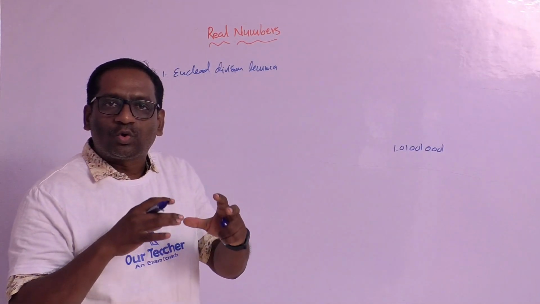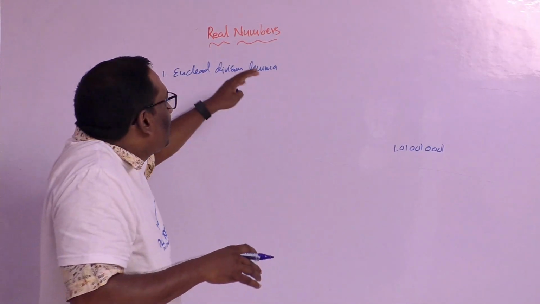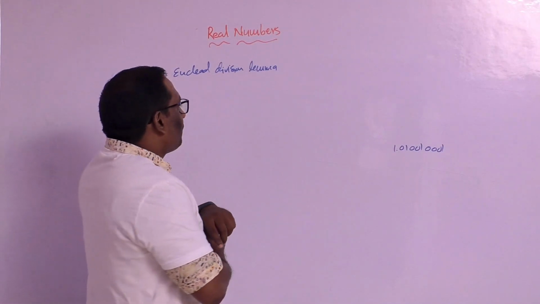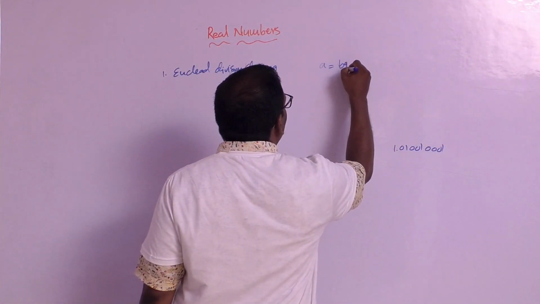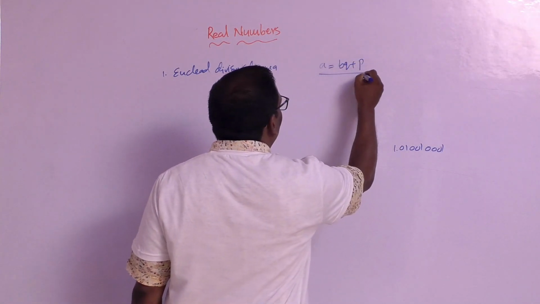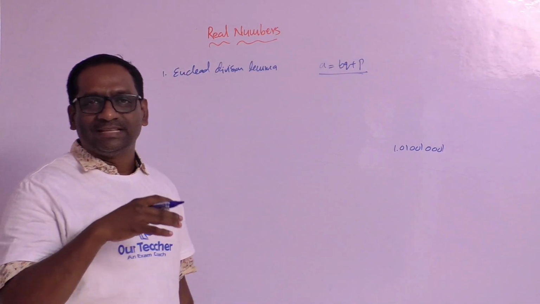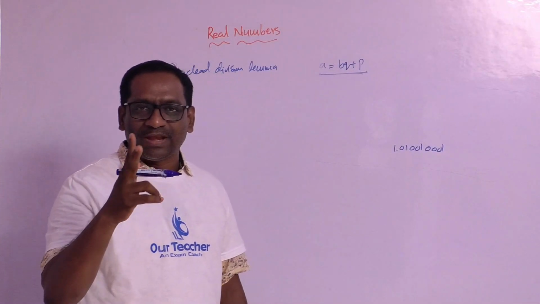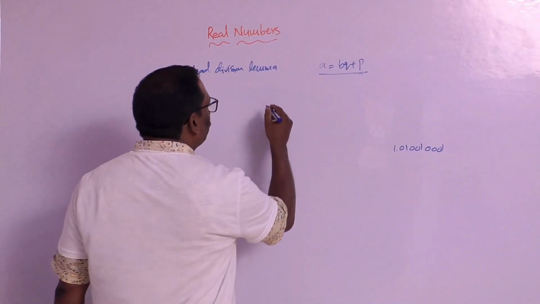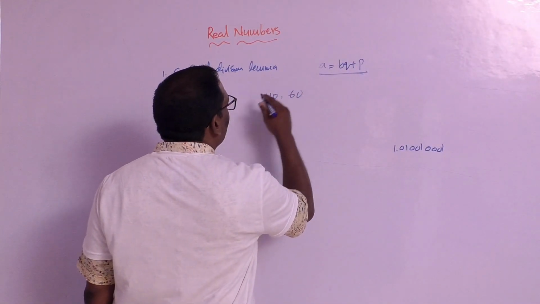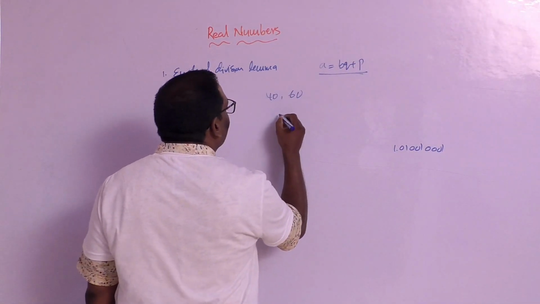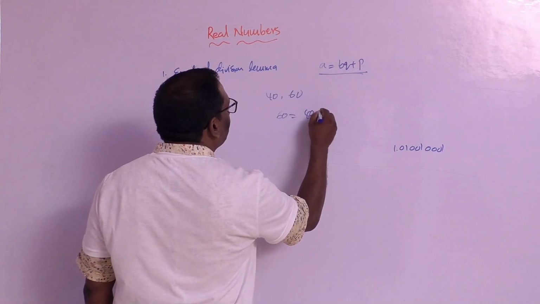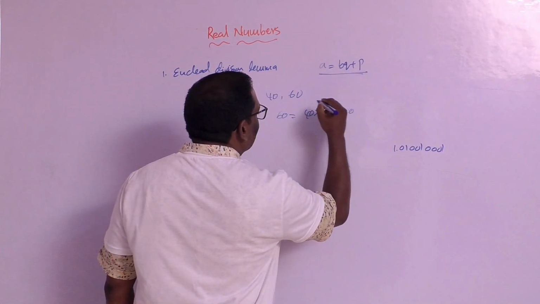How to find GCD with the help of Euclid division lemma? This is the formula: a is equal to bq plus r. It is called the division rule. Now when you take two numbers, 40 and 60, to find the GCD or HCF, you take 60 is equal to 40 into 1 plus 20.